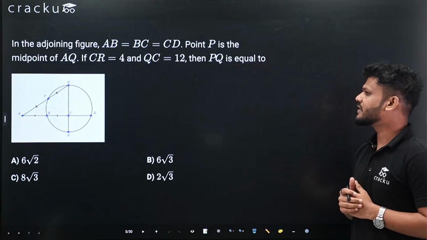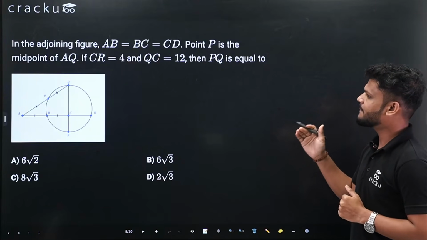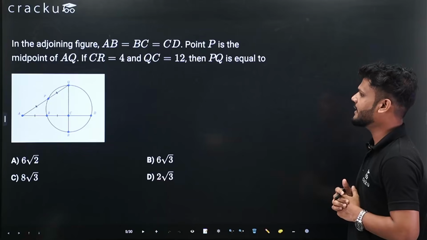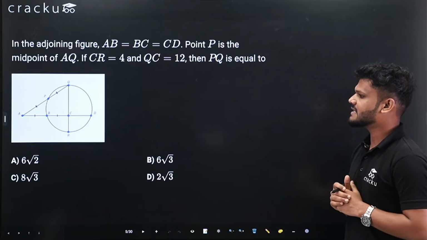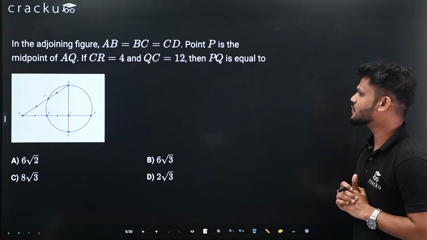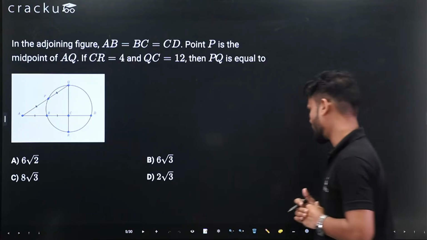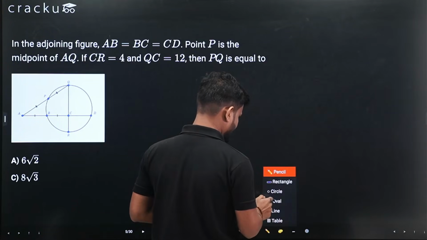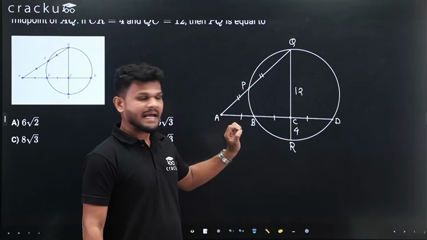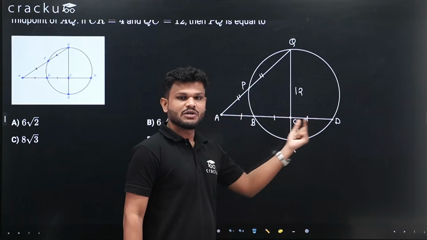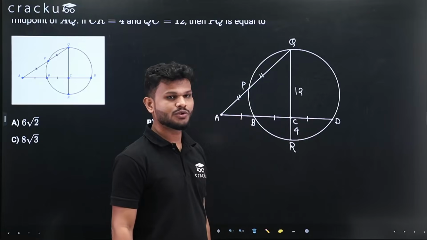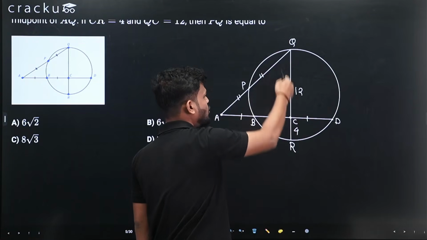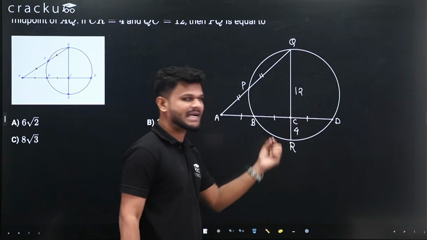Now in this question we are asked, AB equal to BC equal to CD. Point P is the midpoint of AQ. If CR is equal to 4 and QC equal to 12, then PQ is equal to what? Let us first draw the figure. Now in this diagram we know BC is equal to CD, and also QC and CR we know the lengths. We know QR and BD intersect at point C.